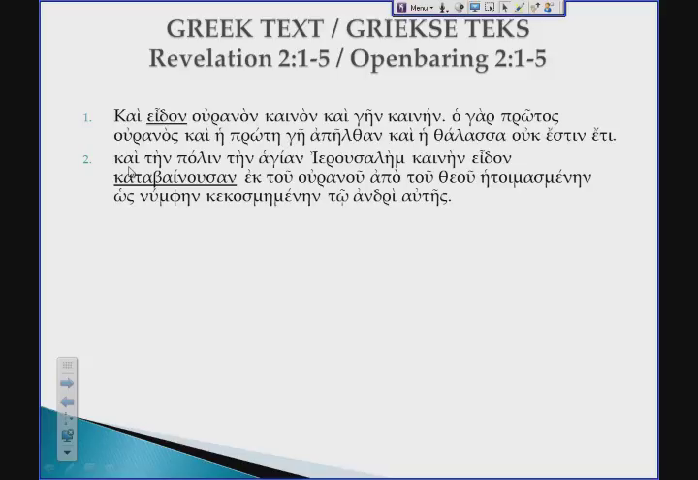Give it a try. Verse 2. And the city, holy Jerusalem, and new again. New I saw, coming down. Okay. Use your main verb now.